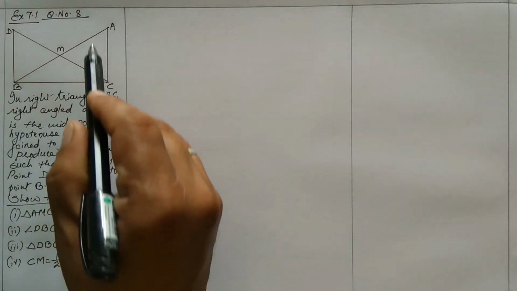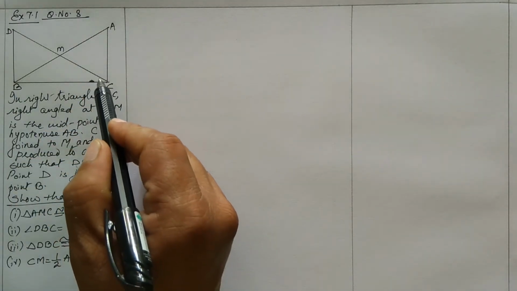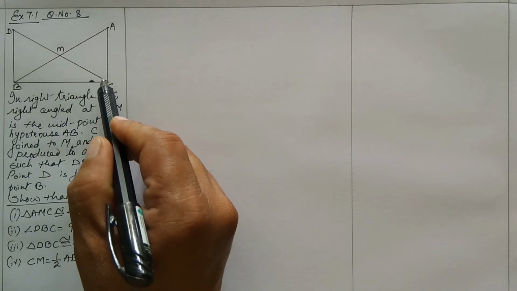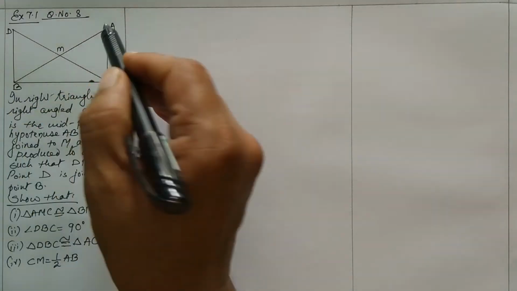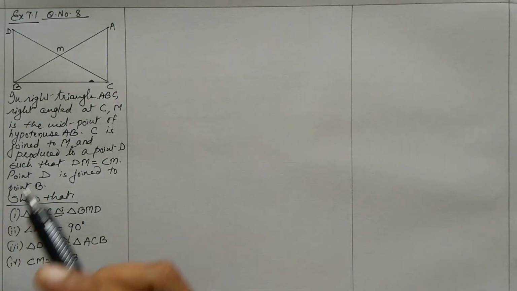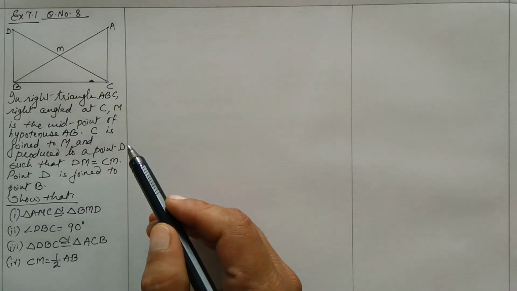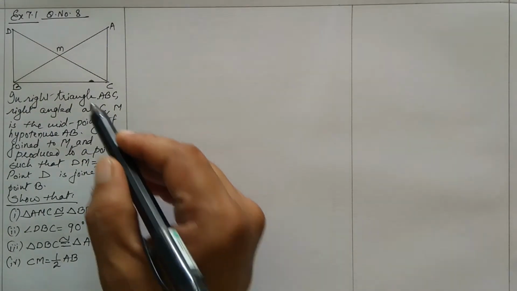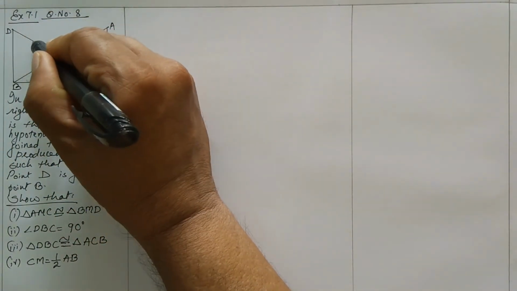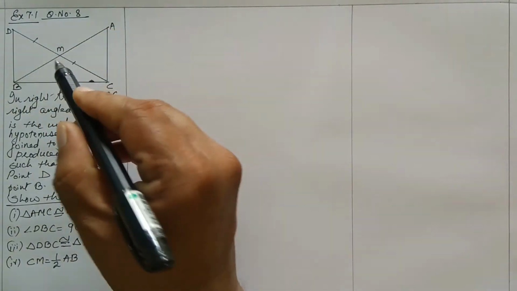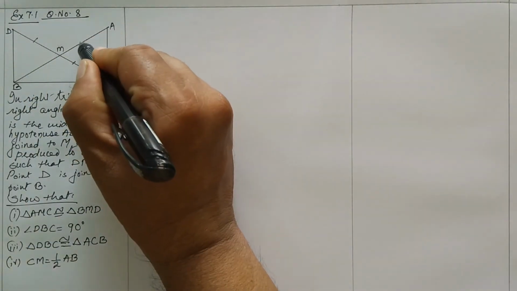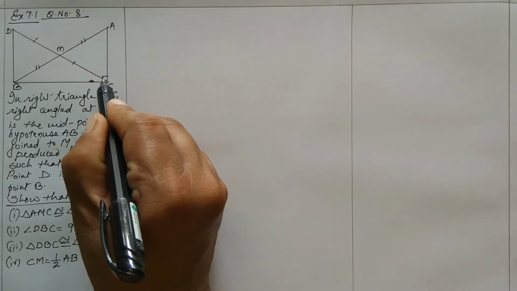Here in triangle ABC, angle C is a right angle, therefore AB is a hypotenuse. M is the midpoint of hypotenuse AB. C is joined to M and it is produced up to D, such that DM is equal to CM. So I will show this by identical marking. Second thing, M is the midpoint of AB. It is given, therefore identical markings. Here we will show 90 degrees.